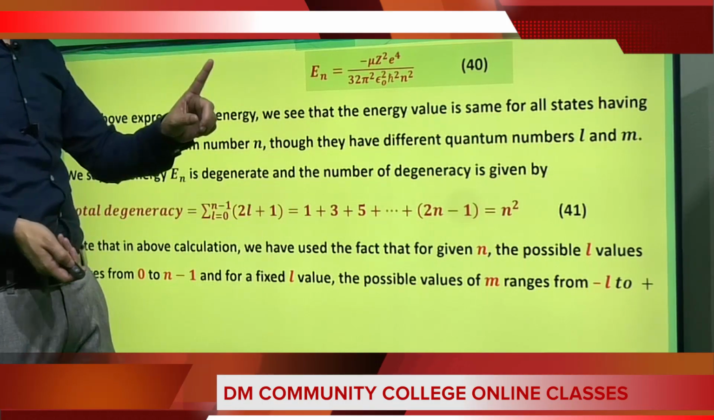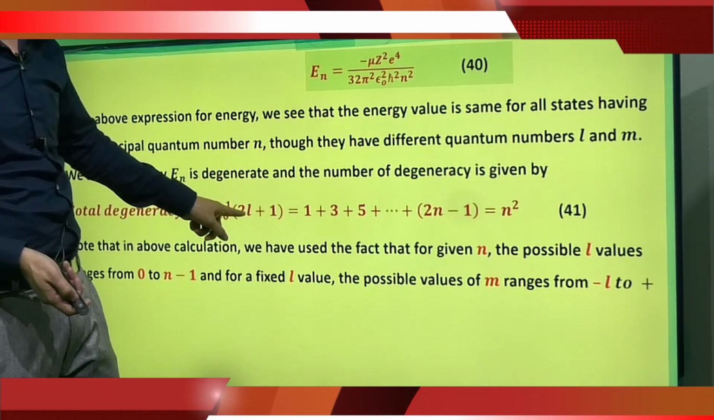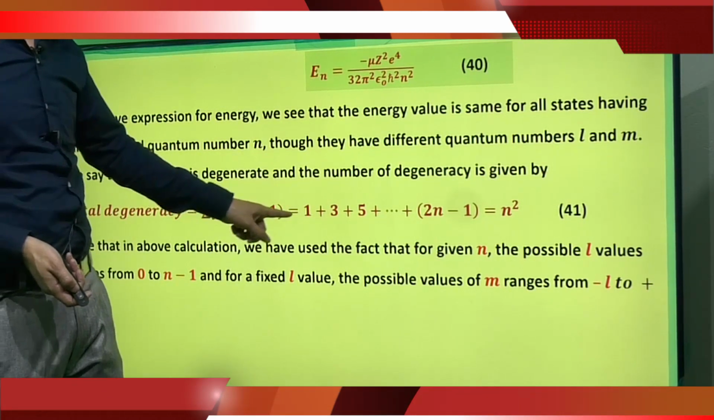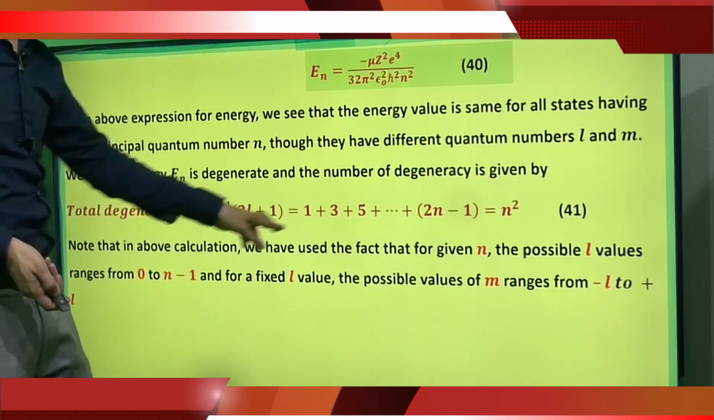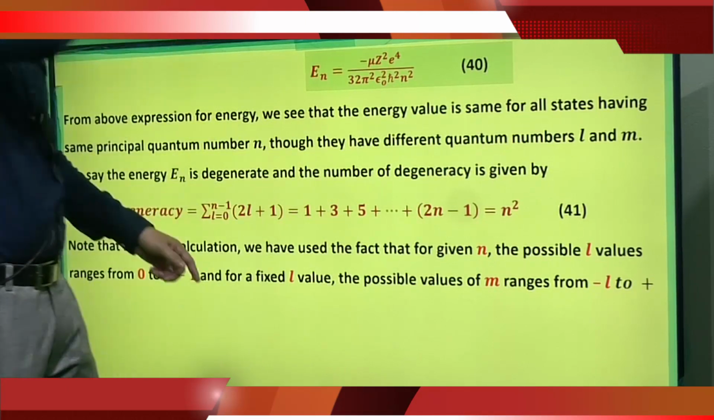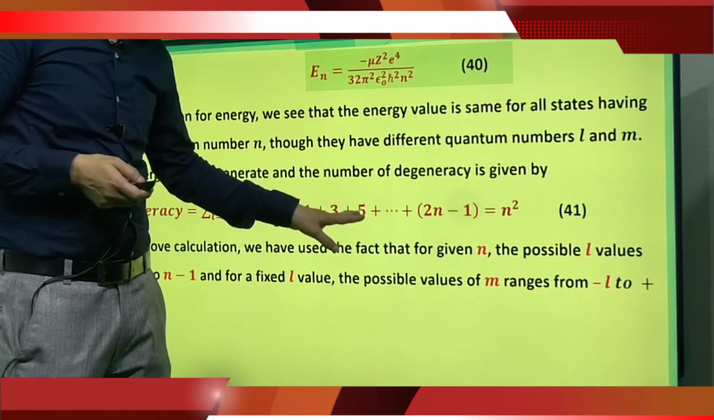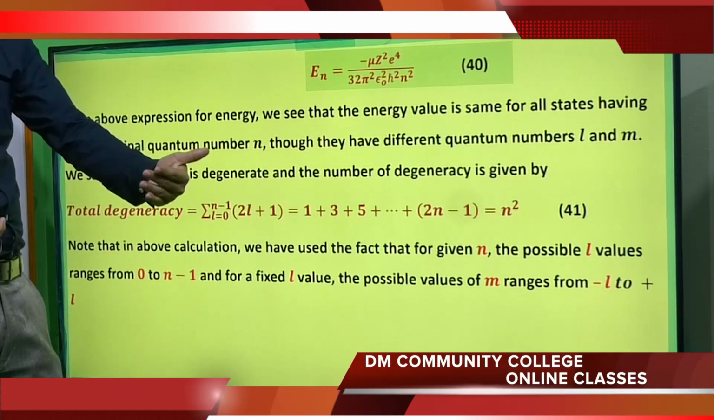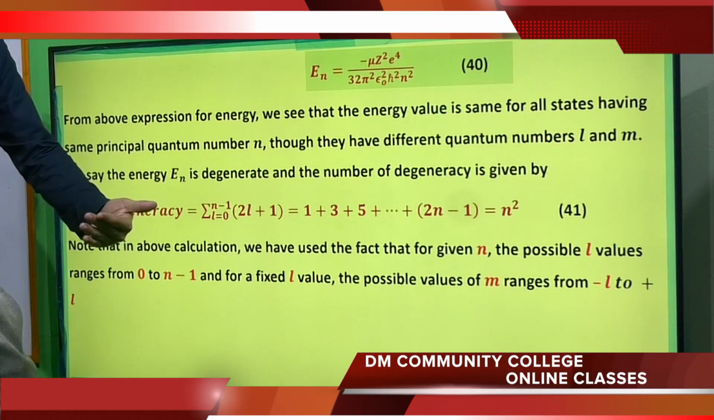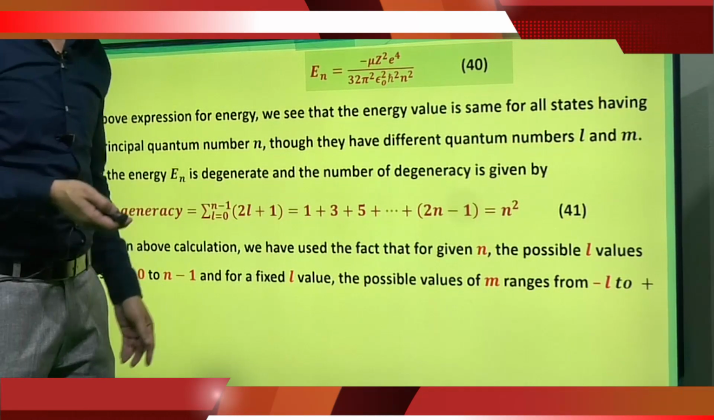So when L is equal to 0, 2 into 0 plus 1 is 1. When L is equal to 1, 2 into 1 plus 1 is 3. So 1 plus 3 plus 5 and so on, up to when L is equal to n minus 1. Now you add it. When you add it, we have this formula that is equal to n squared. That is from your algebra that you must have learned in your plus 2 classes. That is simple mathematics.